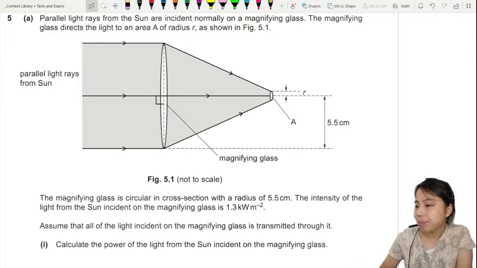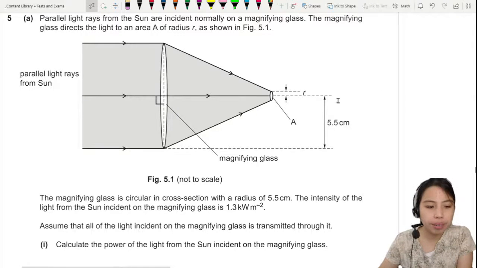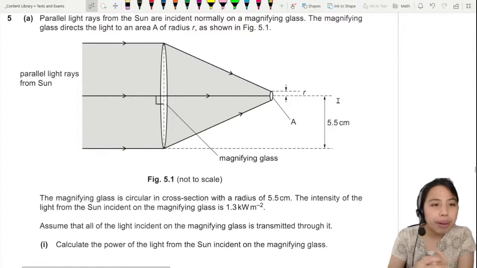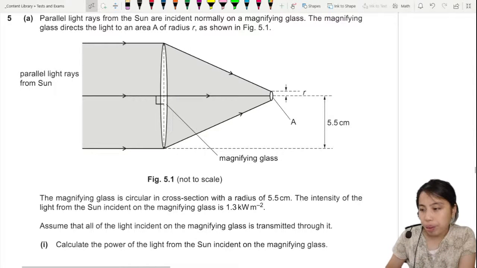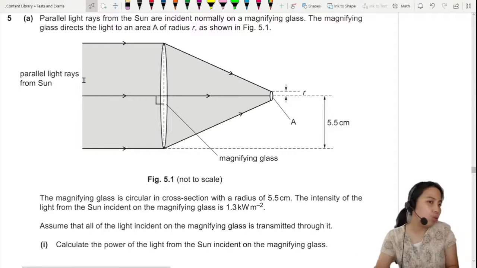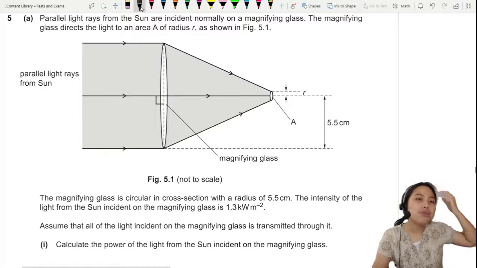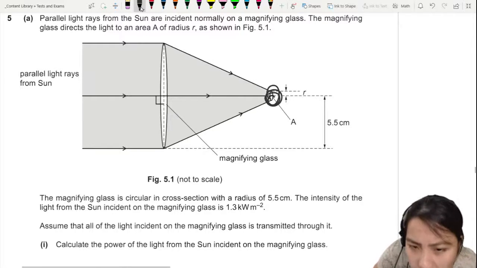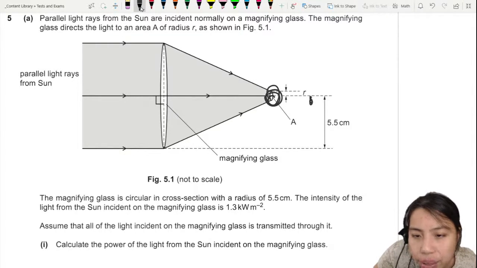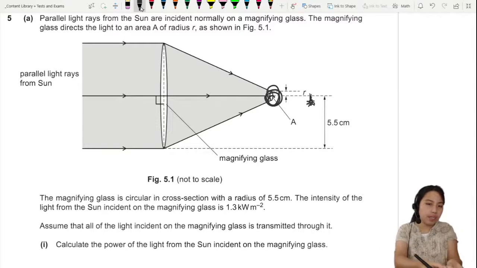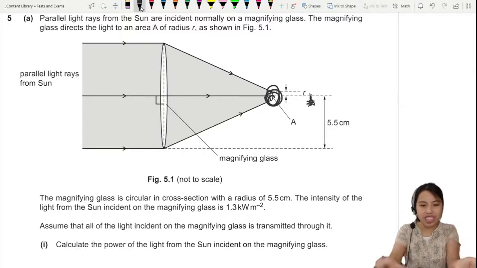Okay. Let's continue. Question 5. Parallel light rays from the sun are incident normally on a magnifying glass. The magnifying glass directs the light to an area of tiny radius. If you've never played with a magnifying glass before, please do so. Find a hot day, go outside, and make the magnifying glass focus all the sunlight on a tiny, teeny spot. For example, an ant, or something that you want to burn. Then you'll see the poor insect just fizzle, burn, and explode.